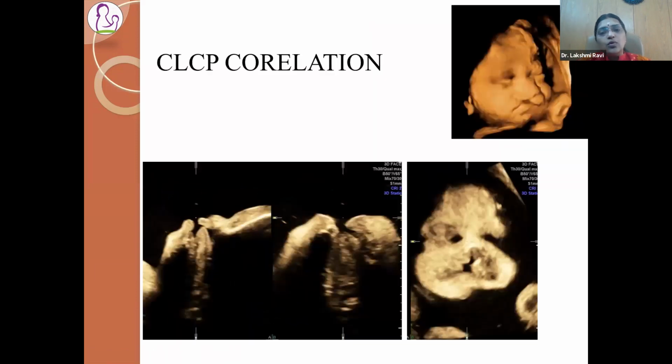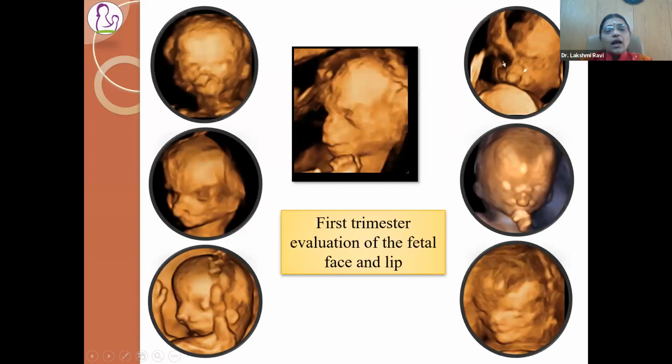And this is how you can correlate. So though you know it is a unilateral cleft lip, you can clearly also assess whether it is extending inside into the palate. Coming to first trimester evaluation of the fetal face and lip, yes, it is a little difficult because the soft tissues in the first trimester are not that well developed, but with the use of high resolution ultrasound and with the use of the technology.